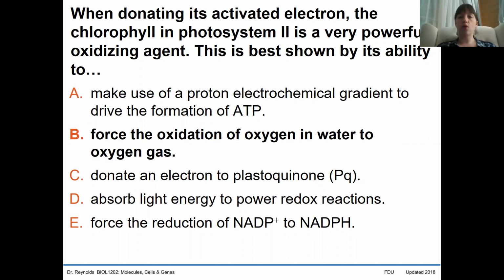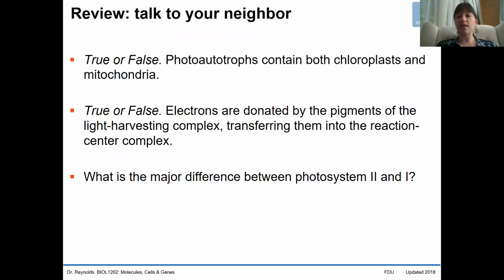Good. Forcing the oxidation of another molecule is the job of an oxidizing agent. But water does not want to be oxidized, and so it requires a very strong oxidizing agent to be able to force that oxidation. Water is not something that wants to be oxidized, and so this very strong oxidizing agent, this chlorophyll, is actually the strongest oxidizing agent we know. So try these next 3 questions.